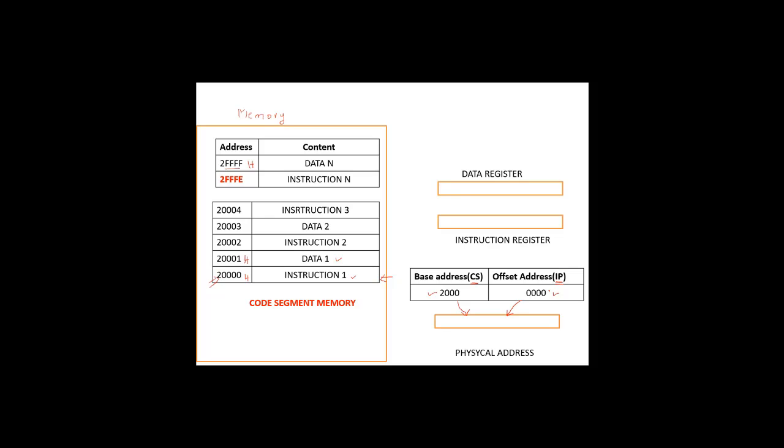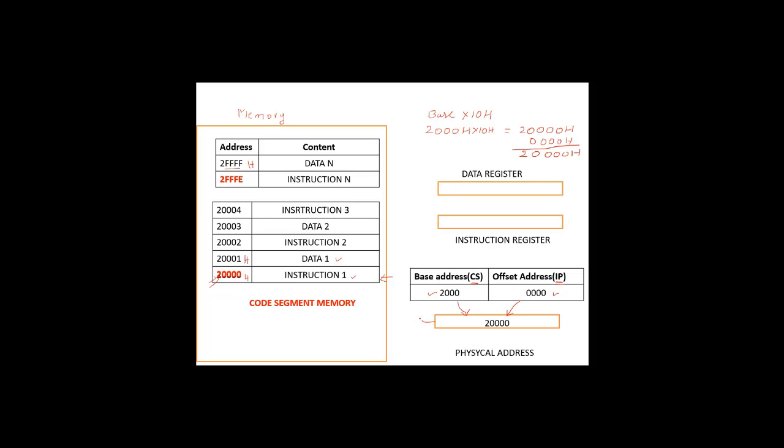Likewise, if the base address is 2000 and the offset address is 0000, let us calculate with the formula: base address into 10H. What is the base address here? 2000H. 2000H into 10H is 20,000H. And the offset address is 0000H. So the entire address will be 20,000H.